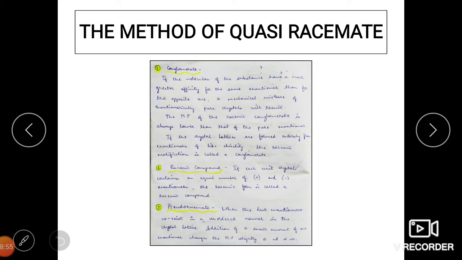Addition of a small amount of one enantiomer changes the melting point slightly or not at all. So pseudo-racemate doesn't have a proper proportion of plus or minus enantiomers. It could be mixed up, so that's why we say it is in an unorderly manner. That is what is formed in a pseudo-racemate.